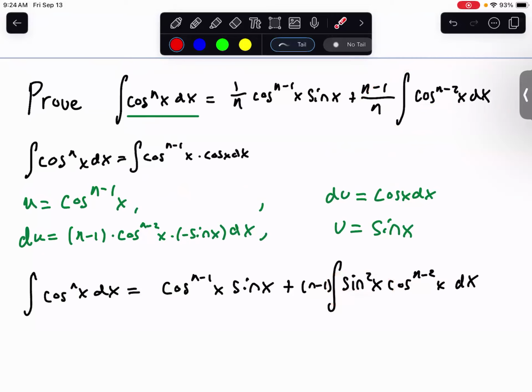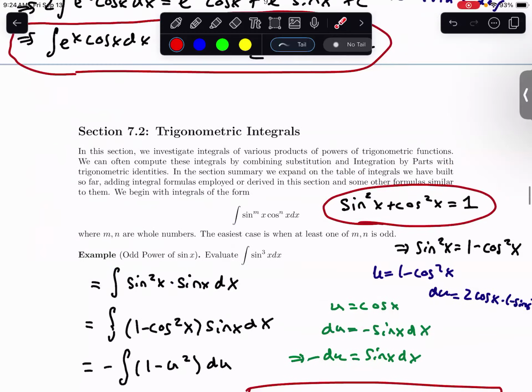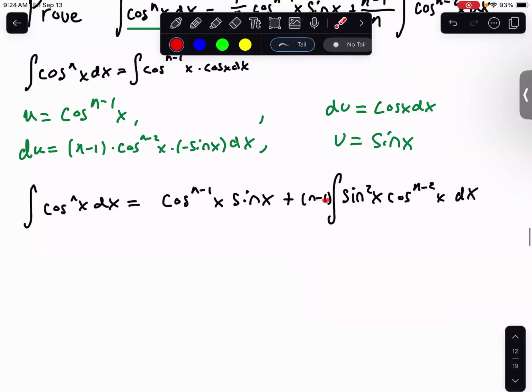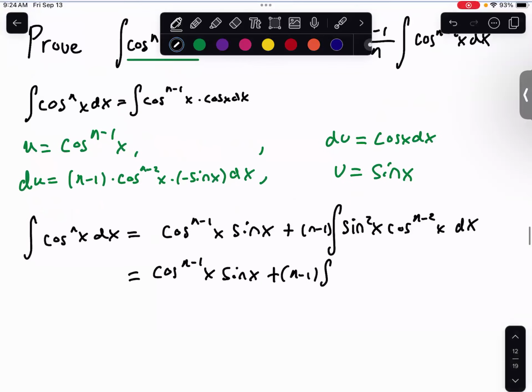And one way of doing this is by using the Pythagorean identity that we talked about in the beginning of class. So this is sine squared of x plus cosine squared of x. So we can rewrite this integral as being equal to cosine to the n minus 1 power of x times sine of x plus n minus 1 times this integral. So instead of sine squared, we can have 1 minus cosine squared of x. Then this is multiplied to cosine to the n minus 2 power dx.